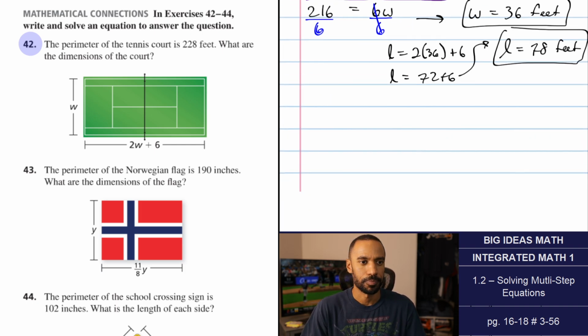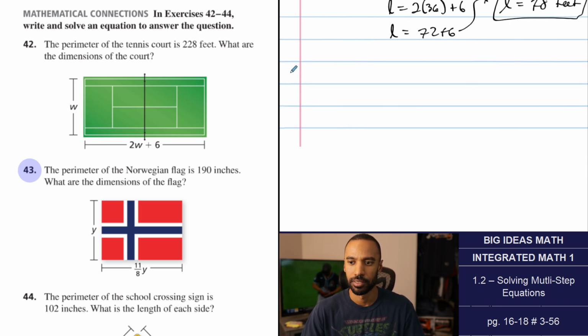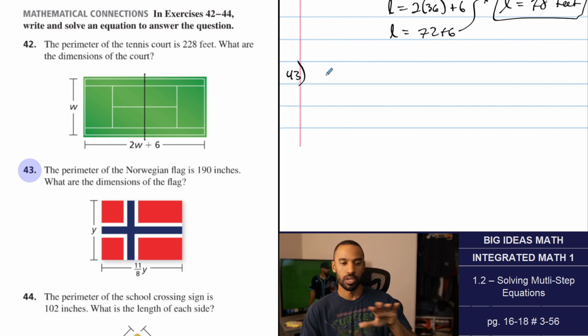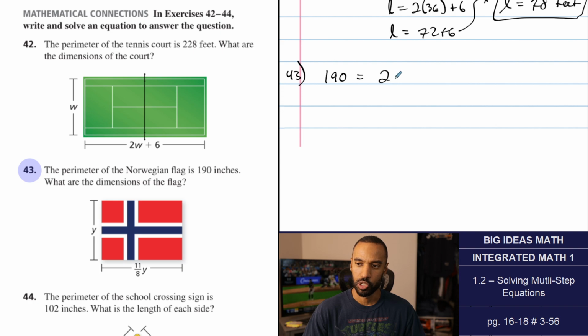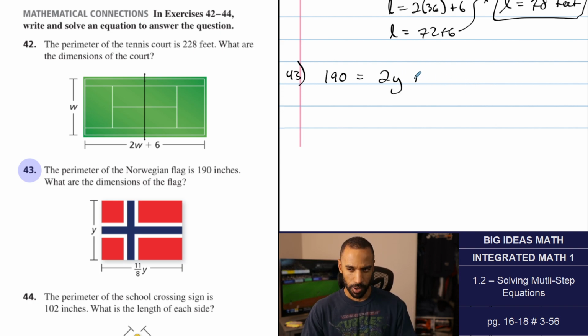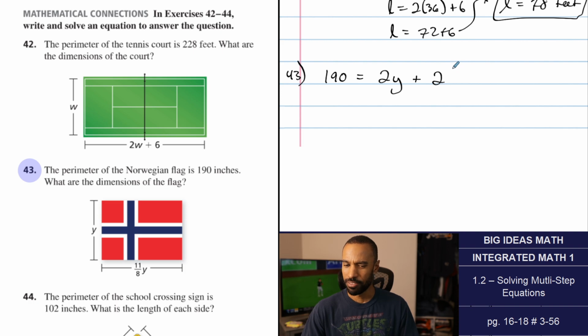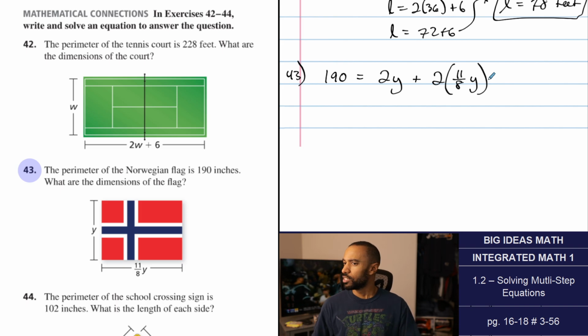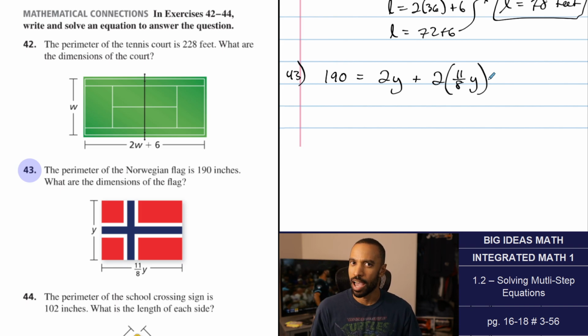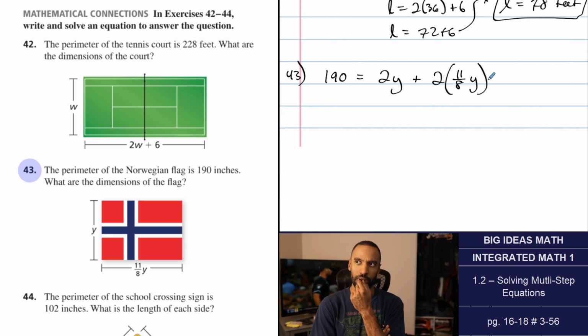Okay, number 43. The perimeter of the Norwegian flag is 190 inches. What are the dimensions of the flag? The same kind of question, right? I'll leave that information as it was. So perimeter is the 190. That is the sum of all your sides. Let's do the same things we did last time. We have 2 y's we're going to add together, and then we have 2 of these things here, 11/8 y. Now 11 divided by 8 is 1.375. You can double it and get 2.75.